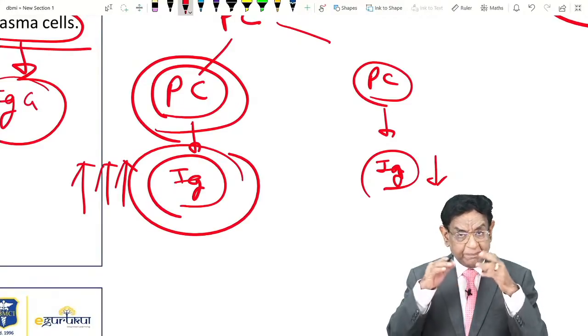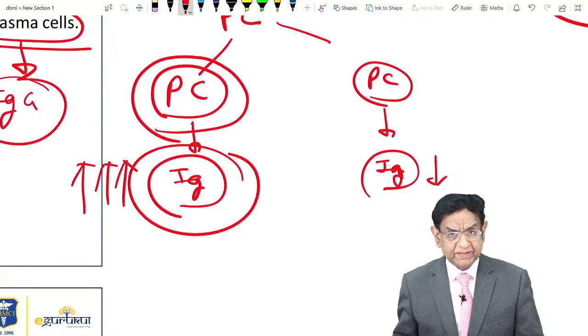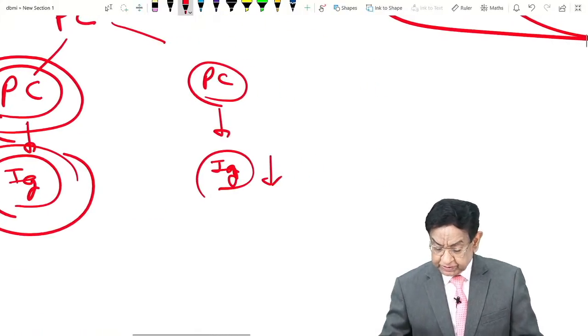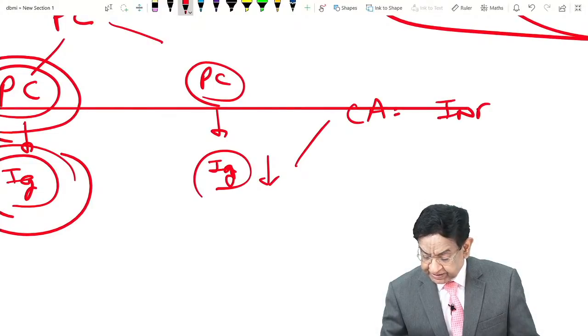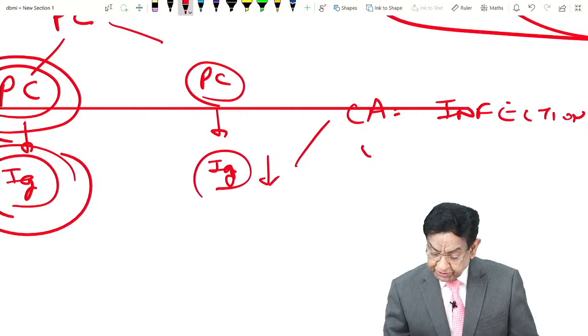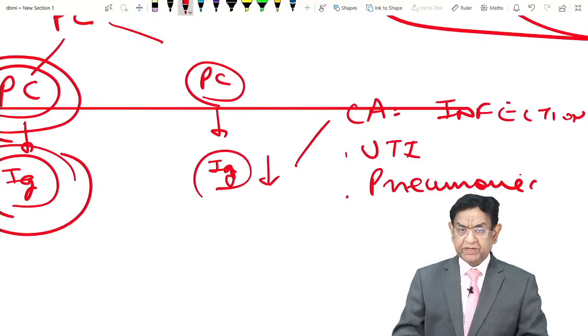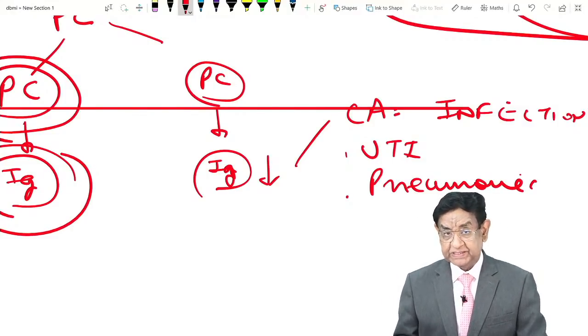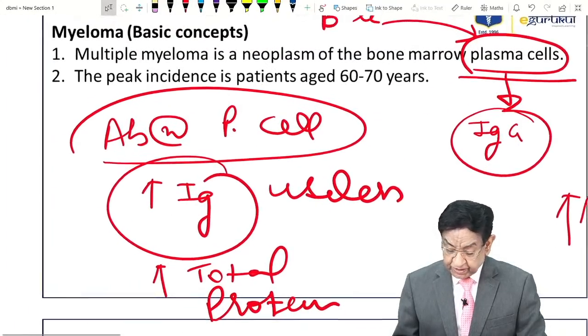Now comes the clinical application. The good immunoglobulin level is reduced. So clinically, these patients are prone to various infections, particularly UTI and particularly pneumonias. So now we understood why these patients are prone to these recurrent infections. So with this background, we move further.